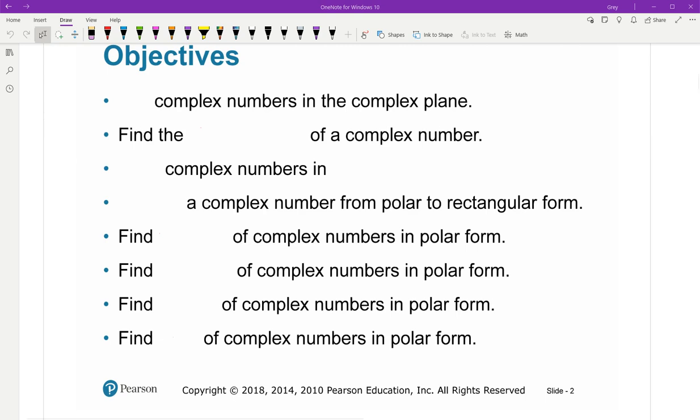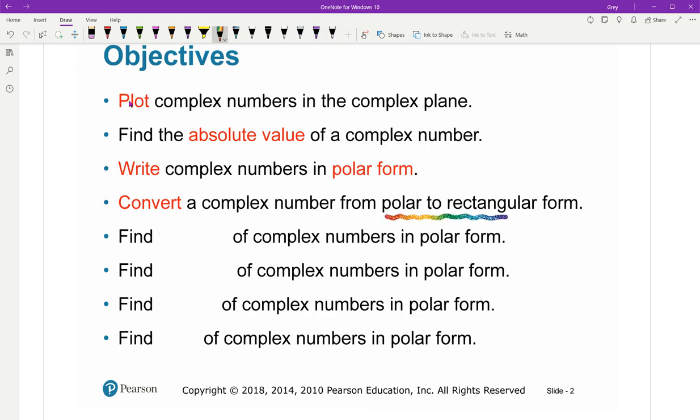So what we're going to cover in today's video, we're going to plot complex numbers. We're going to find the absolute value of them. We're going to write them in polar form. We're going to convert back and forth between polar and rectangular. We did a lot of that with real numbers before. Now we're doing it with complex numbers. Okay? And then we're going to find the products, quotients, powers, and roots of complex numbers in polar form, because it's much easier to do it in polar form than it is in rectangular form.